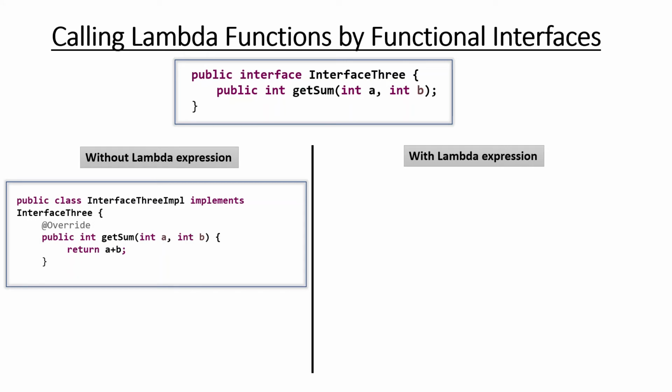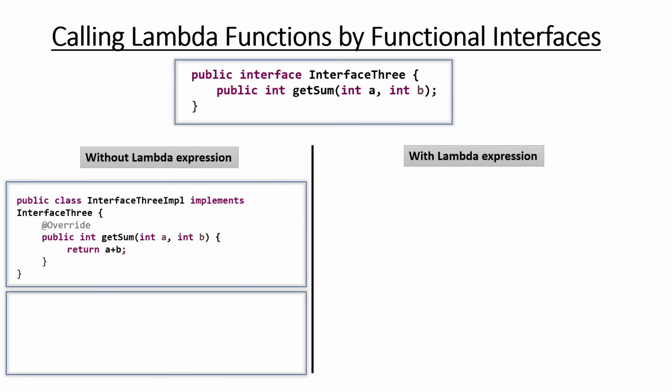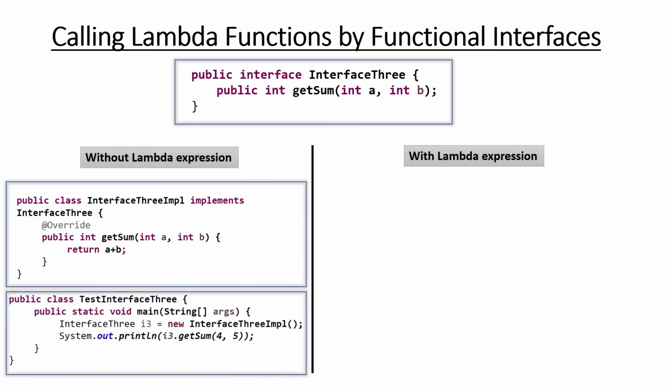Now, if I want to call this method, I have to write a main method where I will create the object of Interface3Impl, and then I'll be able to call this method getSum. So our code will look something like this. Public class TestInterface3, public static void main, Interface3 I3 equals new Interface3Impl, I3.getSum. So in this way, we will write the implementation of the interface in a class and then instantiate the implementing class to invoke the function.